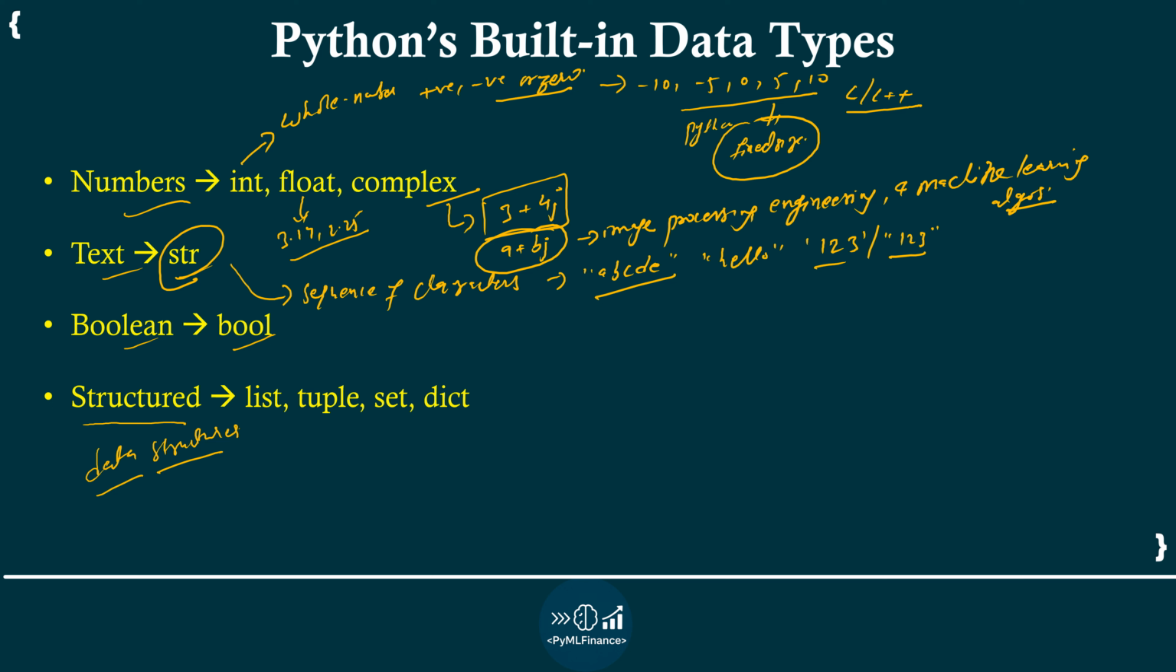Now coming to Boolean. Boolean represents a truth value, that is true or false. They are produced by comparisons, like if you say 10 is greater than 5, this is true. 10 is always greater than 5, so Python returns true here, which is a universal fact.